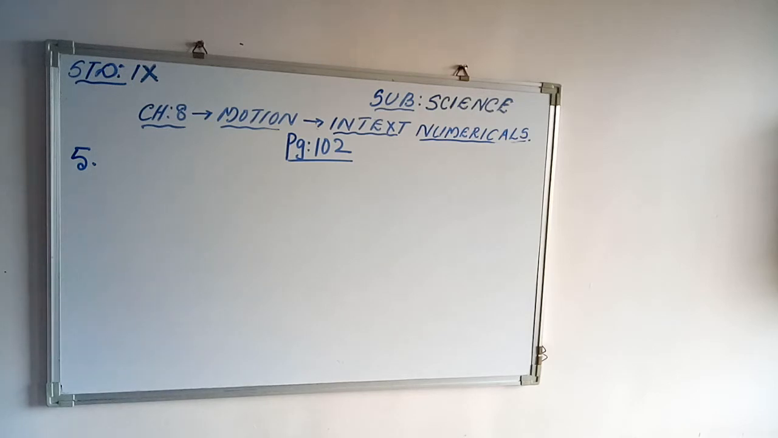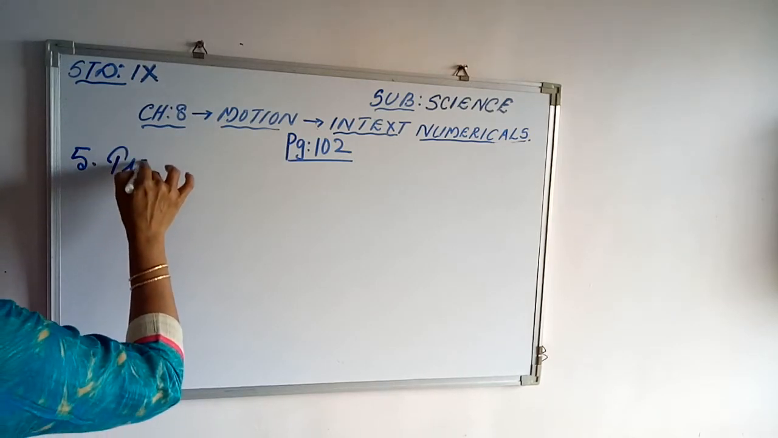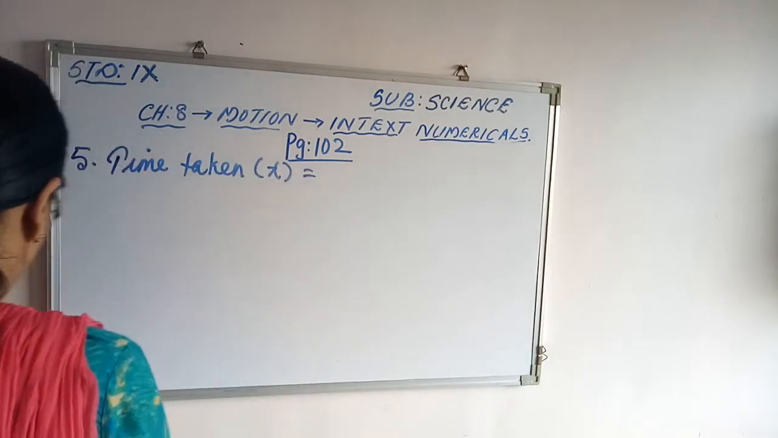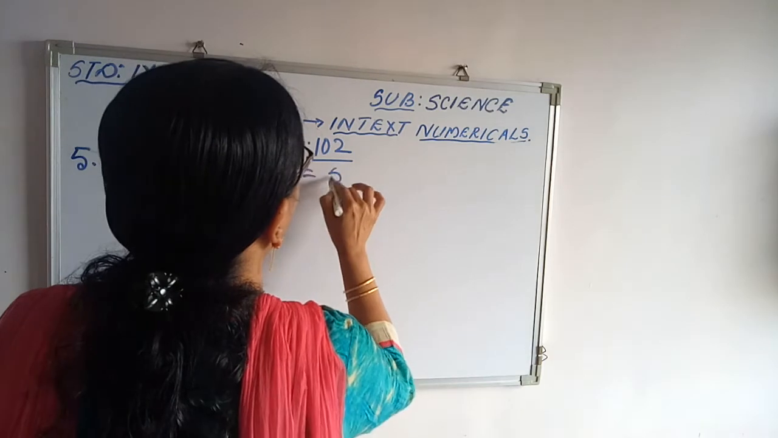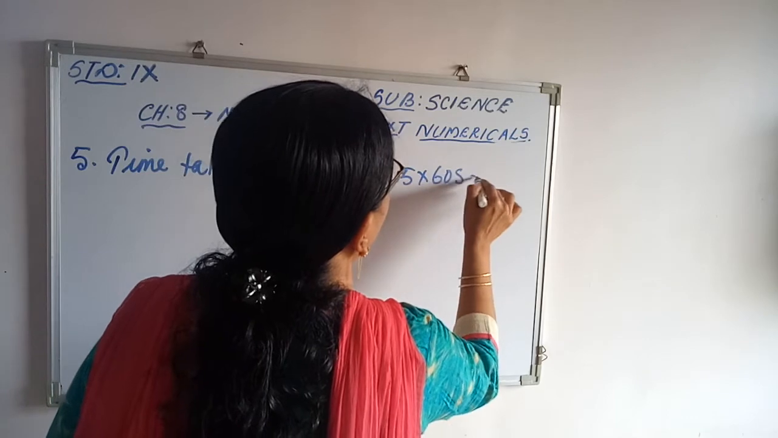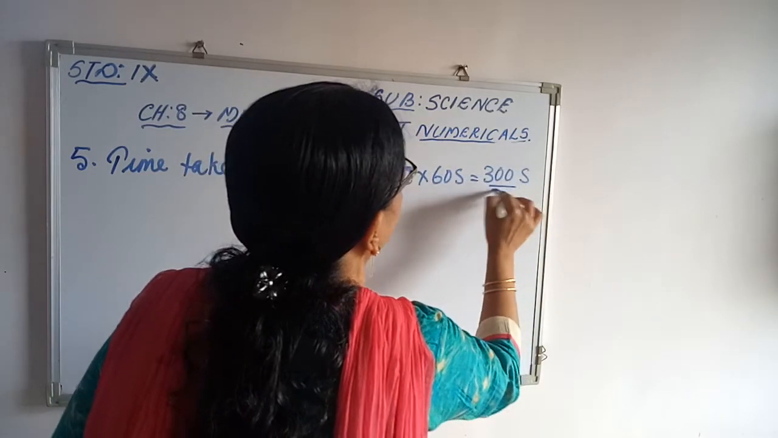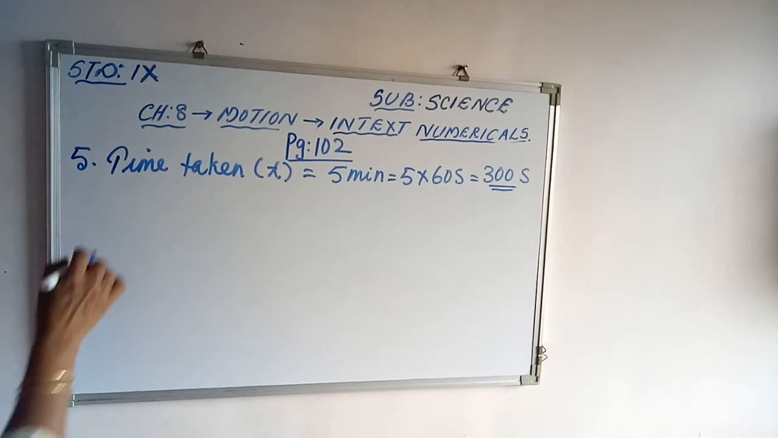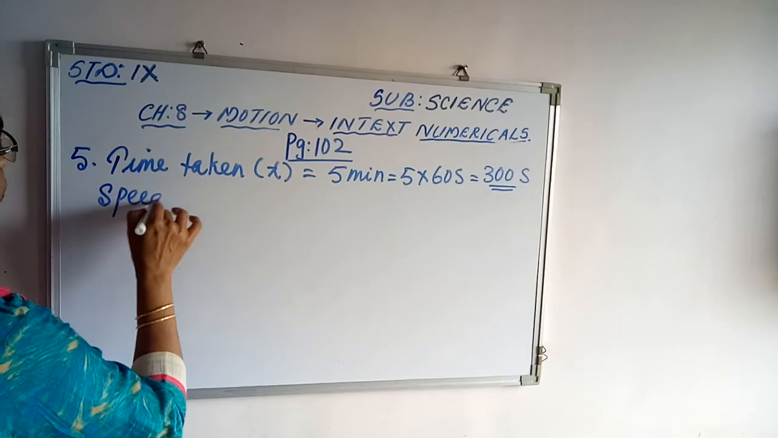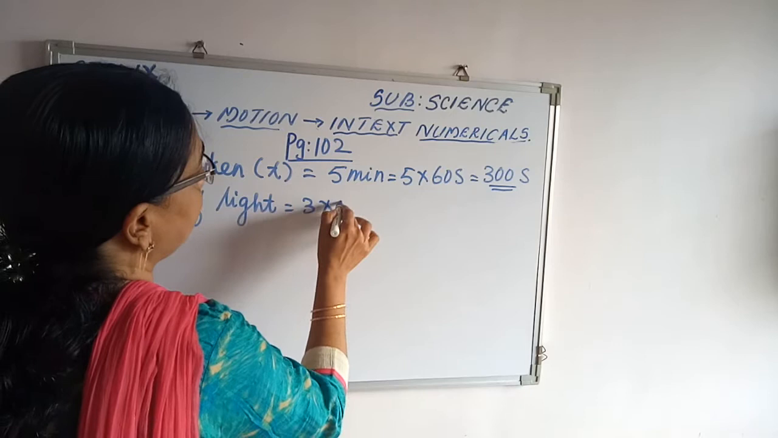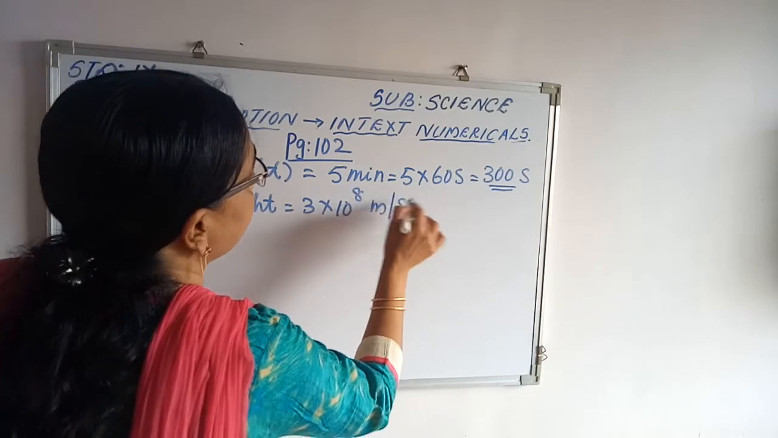Okay, now first we can write the time taken. What's the time taken? Already given in the question. T is equal to how much? 5 minutes. 5 into 60 seconds, 300 seconds. That's the time taken, T. Now, speed of the light already given. Speed of light is 3 into 10 raised to 8 meter per second.